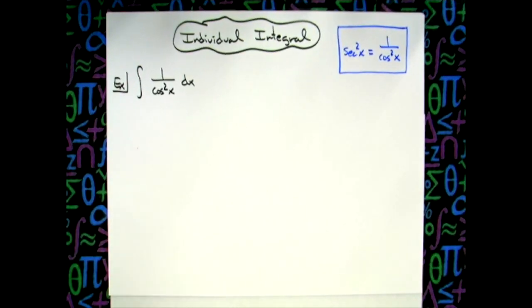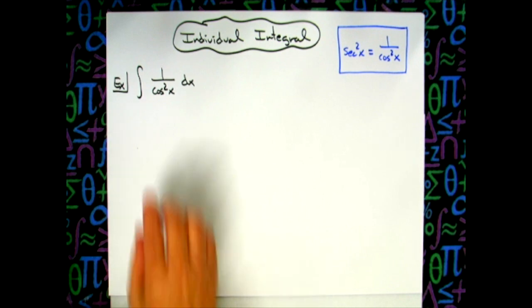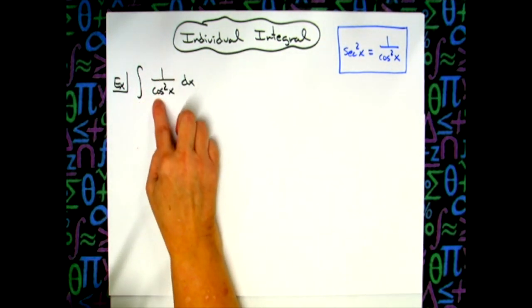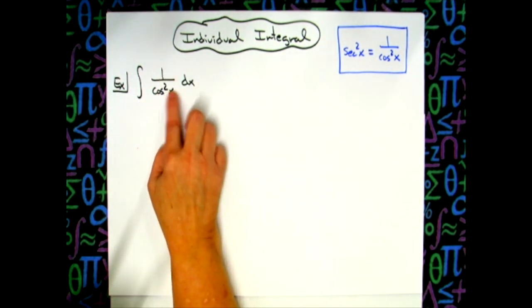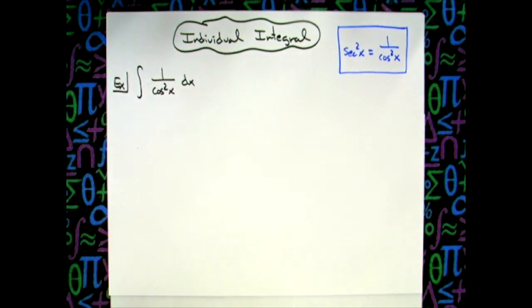In this video, I'm going to be working out an individual integral. I'm going to take a look at the integral of 1 over cosine x quantity squared dx. All right, now initially here on this one, you're going to have to do some thinking to figure out what you're going to let u equal.